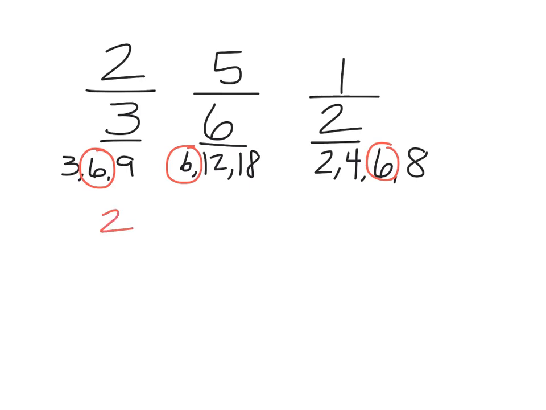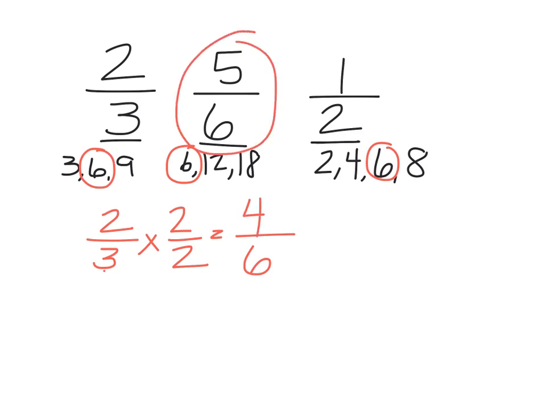So if we have 2/3, we need to multiply that by something to get 6 on the bottom. Well, 3 times 2 is 6. Whatever we do to the bottom, we have to do to the top. So 2 times 2 is 4. Okay? Now, 5/6 already has a 6 on the bottom, so we don't need to change that.